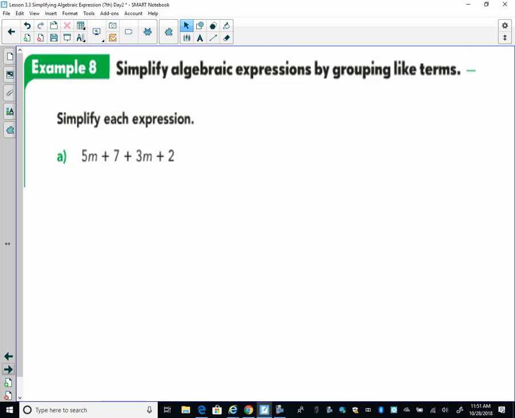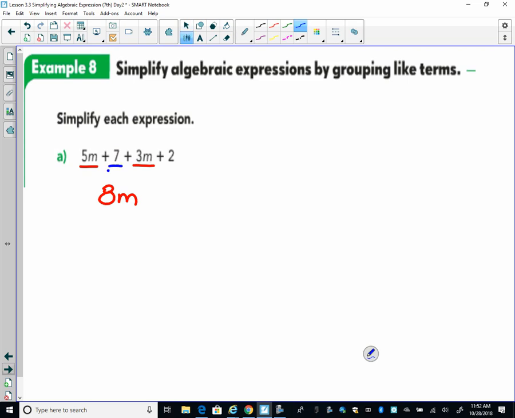Let's look at example 8, part A. Our directions are telling us to simplify the expression. To begin with, we have 4 terms. So we need to look for like terms. First pair of like terms that we see are 5m and 3m. Notice the sign directly in front of the 3m, that's an addition sign. So that means we're going to add those together. So we would add our coefficients, 5 plus 3, which is 8. Bring our variable down. Then we need to see if we have any other like terms, which we do.